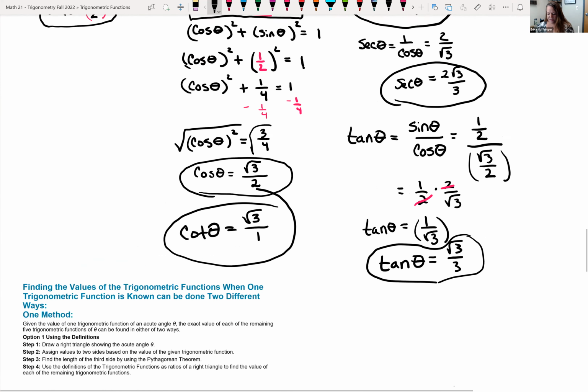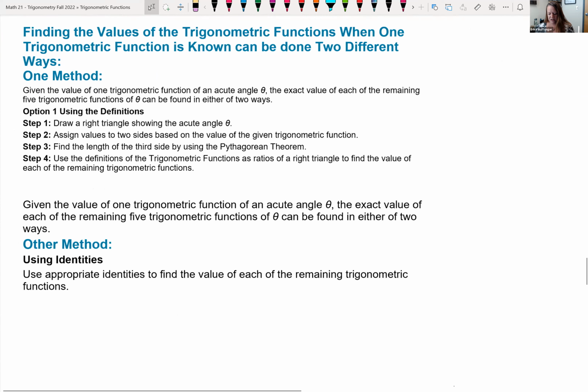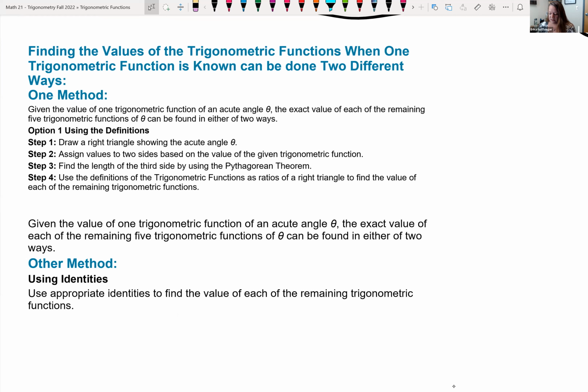So let me just tie up this section we just covered. In that last example, we just saw that there were 2 different methods of solving the trigonometric function given one of the trigonometric functions. So method 1: given the value of one trigonometric function of an acute angle theta, the exact value of each of the remaining 5 trigonometric functions of theta can be found in 2 ways. Option 1, we looked at by using the definition.